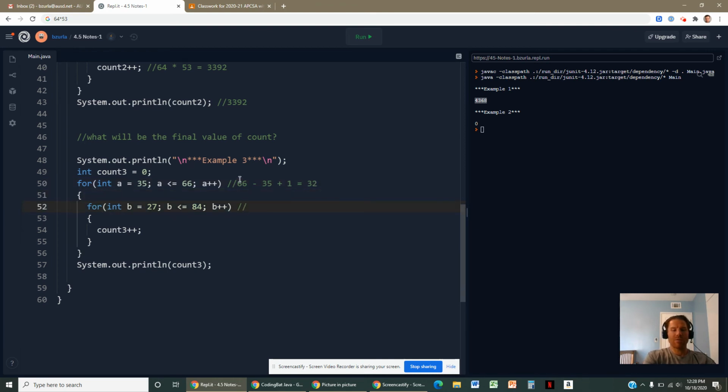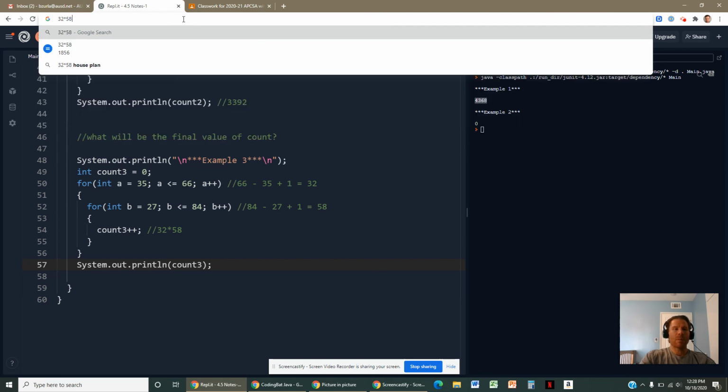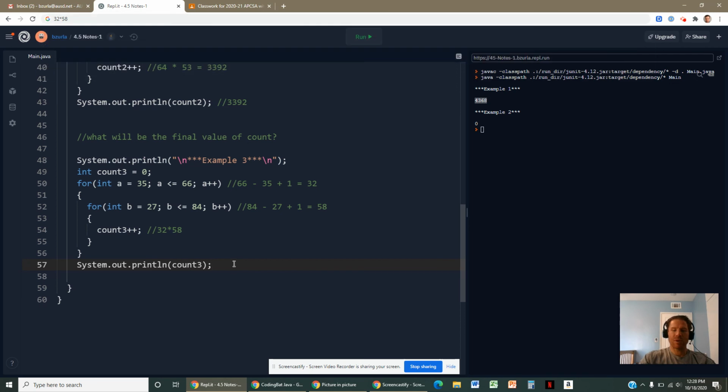This is 84 minus 27 plus the 1, because of that inclusive nature again. So we've got 57 plus the 1, 58 iterations. So I'm predicting that this is going to be 32 times 58. And let's see what that is. So if we had 32 times 58, looking for 1856. Okay.